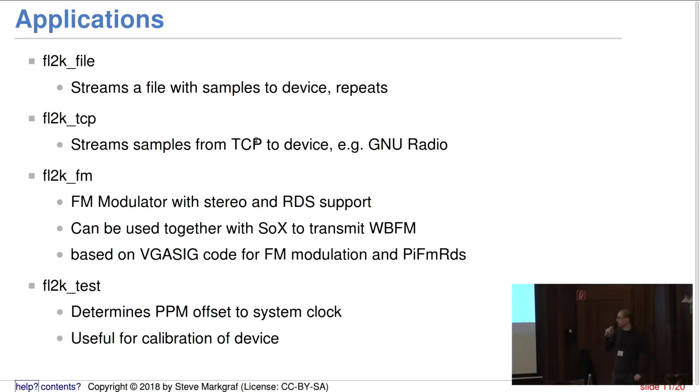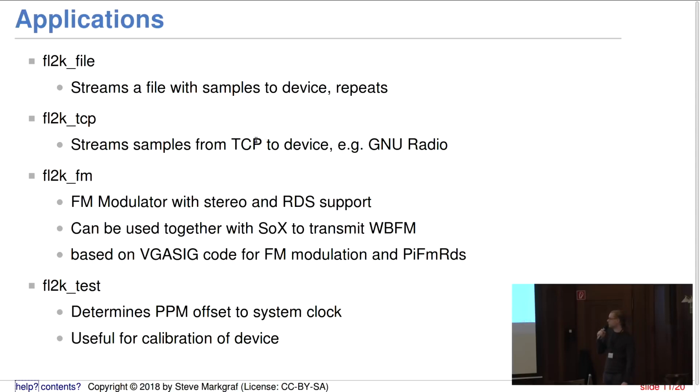So the library comes with several applications, like analog to RTL SDR. You have a fl2k file, which just streams out a file. A TCP application where you can use the old TCP sink in GNU Radio to stream directly to the device, and an FM modulator with RDS support, which is integrated from another project. Someone wrote an RDS modulator for this Raspberry Pi TX. And this can be used together with SOCKS to transmit wideband FM.